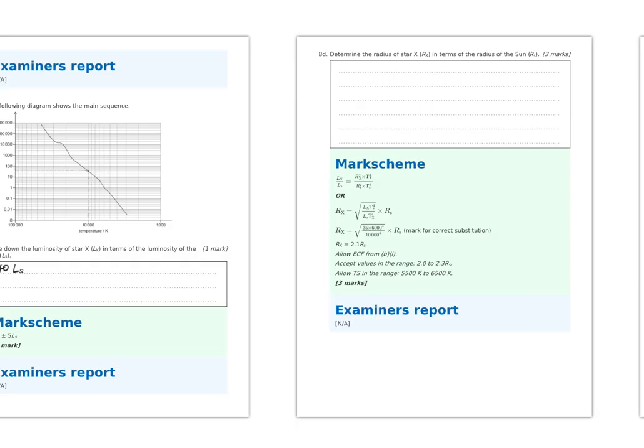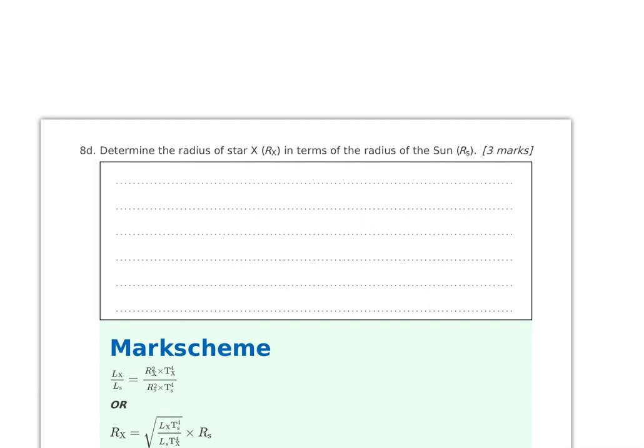And then 8D says what's the radius of star X in terms of the radius of the sun. And so we have a ratio, luminosity of X to the luminosity of the sun. The constants cancel out.